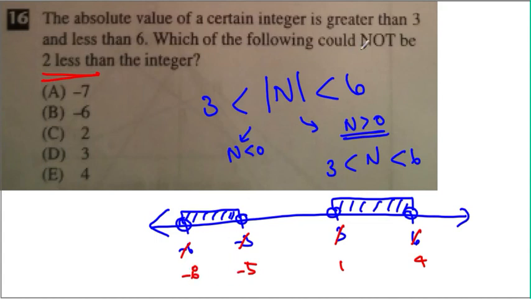Which of the following could not be? So let's look at it. Negative 7 belongs here. So that's okay. Negative 6 also belongs here. That's good. 2 belongs here between 1 and 4. 3 also belongs there between 1 and 4. How about 4 itself? No, 4 is not included because we are looking for less than, not less than or equal to. So our answer must be choice C.